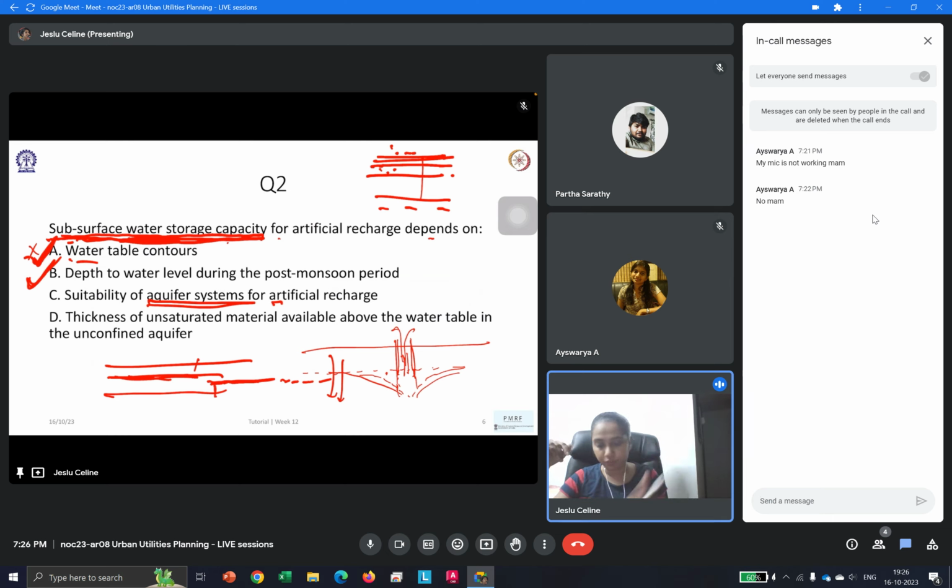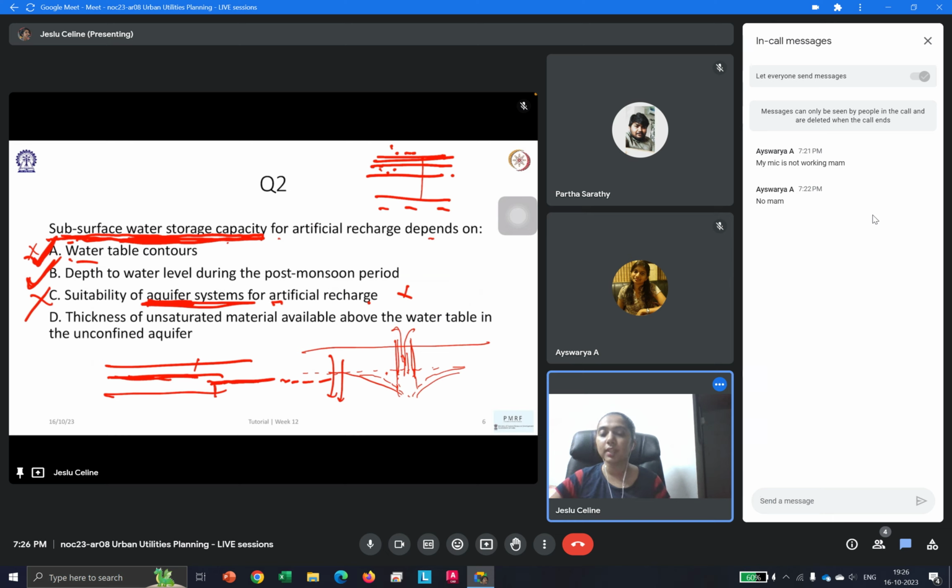Here we are talking about the subsurface. So the question of the aquifer doesn't come up, because the aquifer lies much below where the underground water is stored. Whatever happens below the subsurface, the storage capacity will not depend on it, because water is coming from the top. It passes through the subsurface, and only then does it go to the aquifer. So the aquifer doesn't come into the picture here. You're partially correct, but maybe the term you used was different. So absolutely right: suitability of aquifer systems for artificial recharge is not a factor that influences subsurface water storage capacity.